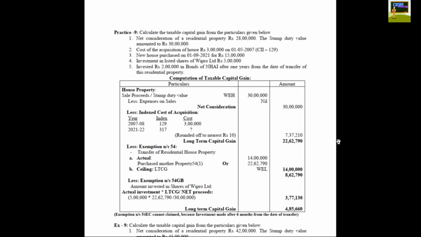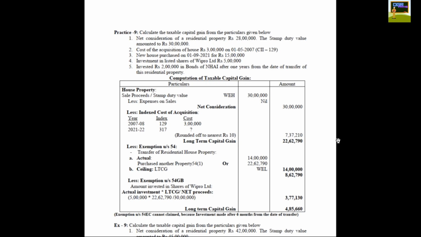Practice 9. Calculate taxable capital gain from the particulars given below. Net consideration for a residential property is 28 lakh, and the stamp duty value is 30 lakh. So we have to consider whichever is higher, because the stamp duty value is within 110% of the sale proceeds.